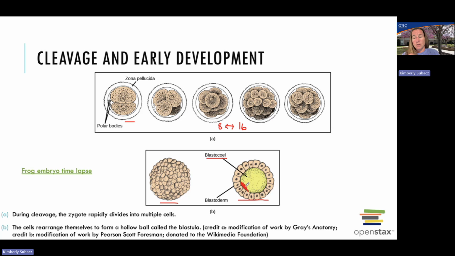So we've got cleavage at about 36 hours, and it's going to go over and over again, 2, 4, 8, all the way through until you've got a couple hundred cells here. And by this time, it has taken a couple days to travel through the fallopian tube and into the uterus.